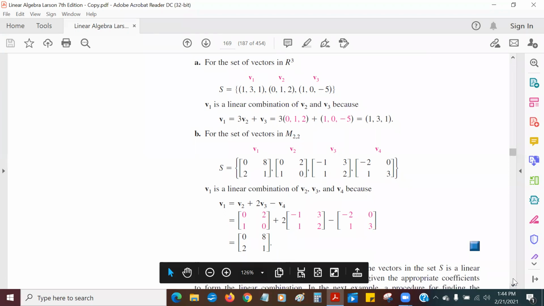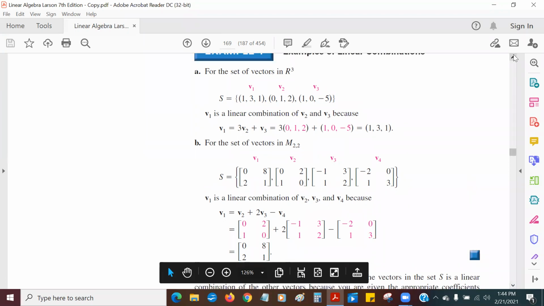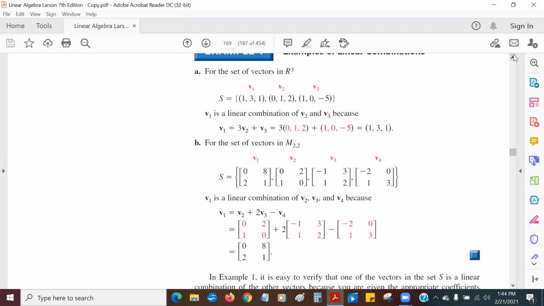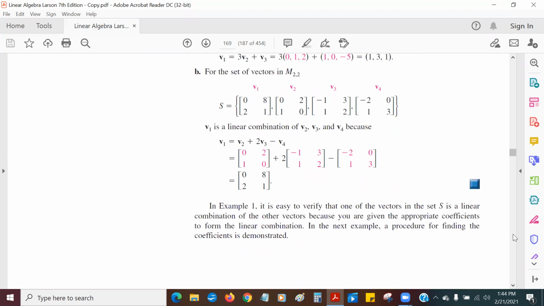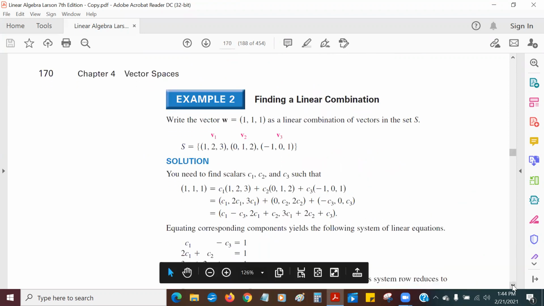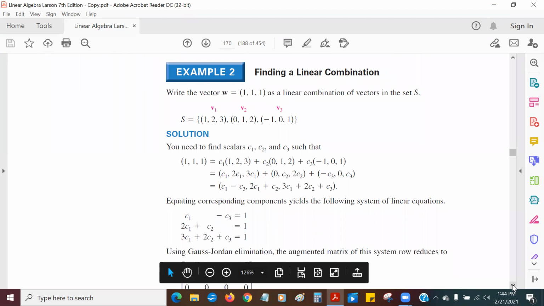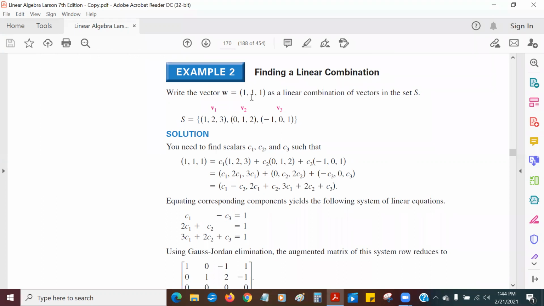Now, it's not necessarily always going to be the case that if I have a few vectors, I'm able to write one vector as a linear combination of the others. But this is just an example where I am able to. Anyway, moving right along, let's try finding a linear combination. Here we have the vector W, which is (1, 1, 1), obviously in R3. We want to express W as a linear combination of the vectors in set S, and those vectors are (1, 2, 3), (0, 1, 2), and (-1, 0, 1). So let's just do it.